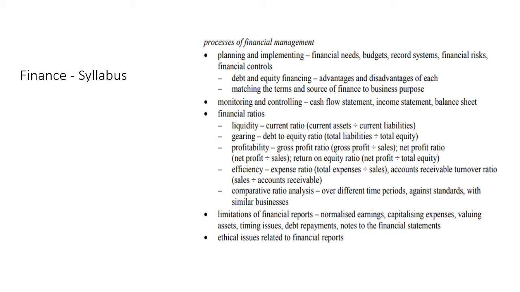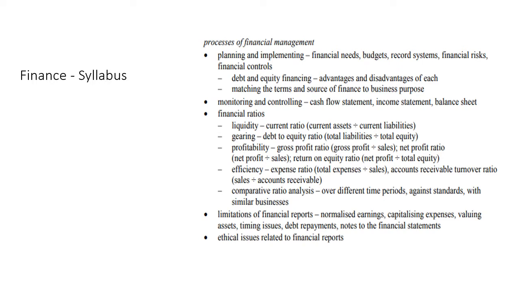Now, when we look at our processes of financial management, the first bit we're looking at is going to be planning and implementing. And this is where we start thinking about what do we need, what are our budgets, what are our record systems like, what are the risks involved, and then we're looking at our financial control. So we're looking at debt and equity, what are the advantages of each one of those, and then making sure that we match the right source of finance to the actual purpose of the loan.